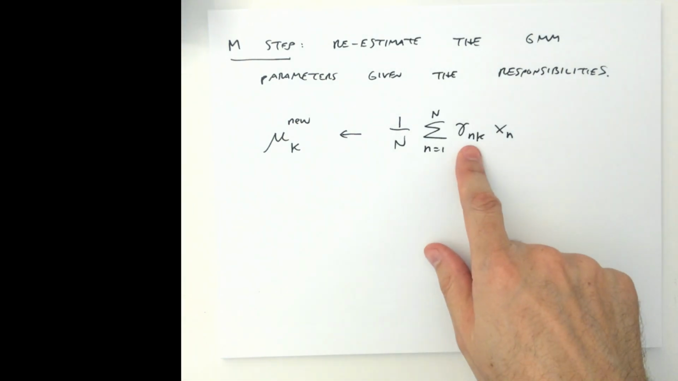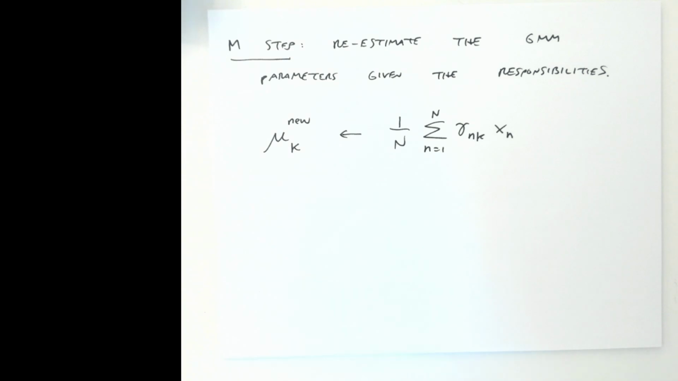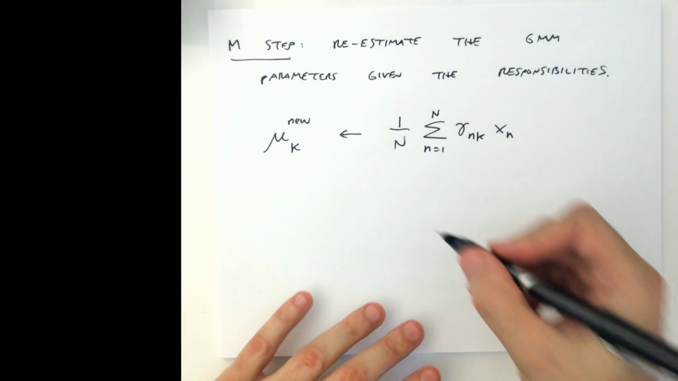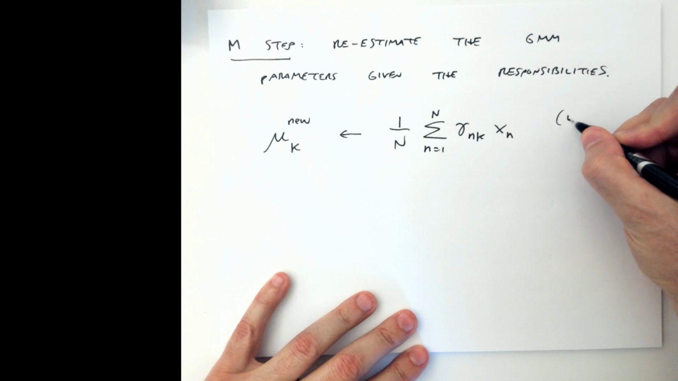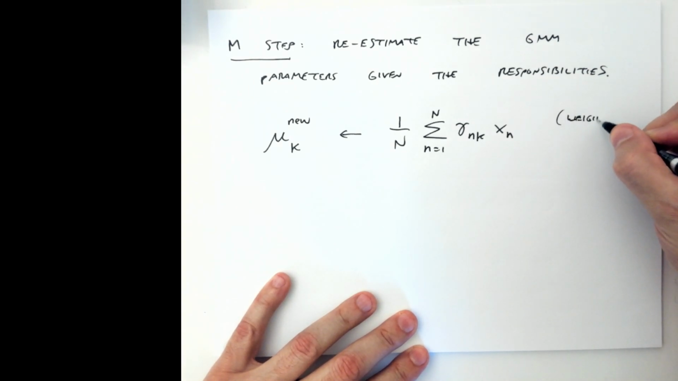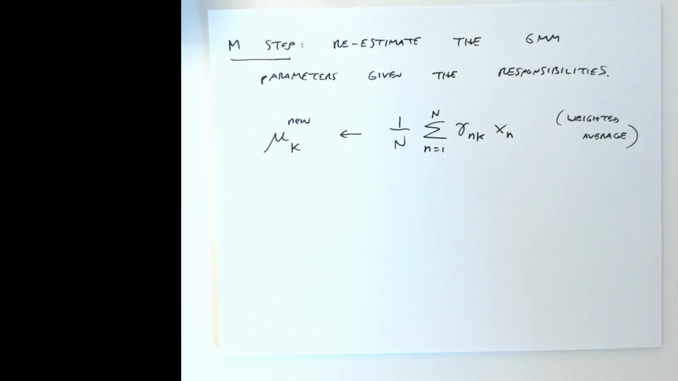It's like a weighting factor on how much of x I include when I compute the mean. It's like a weighted average of the x values to compute the new mean. So a weighted average is one way to think about this, where the weights are not equal, but they are proportional to the responsibilities.